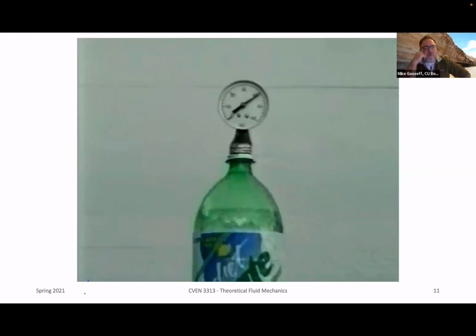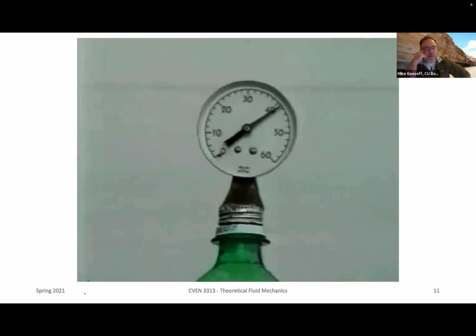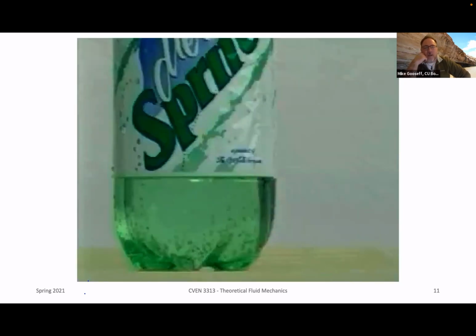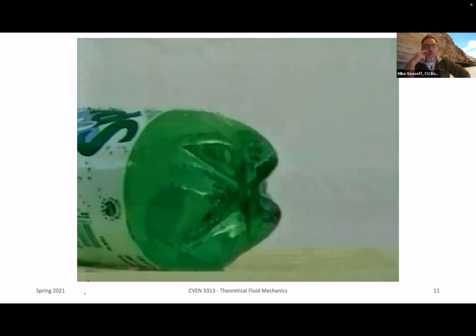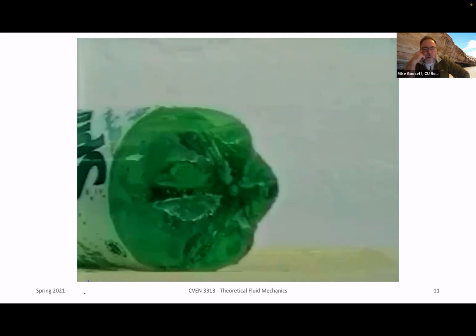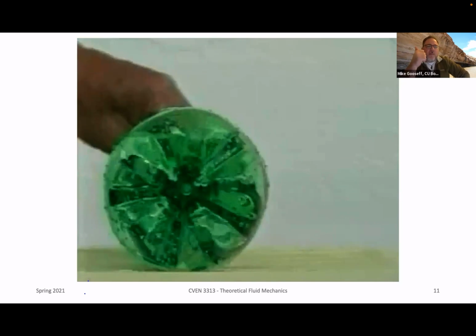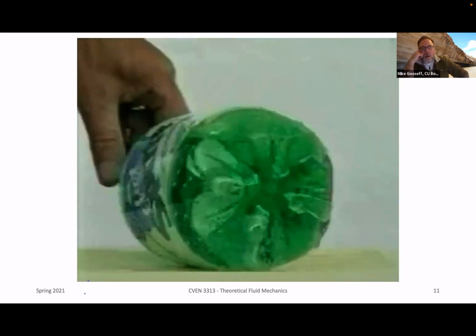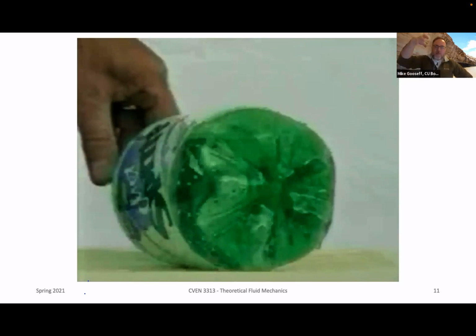Now, if we didn't do that and we just looked at the pressure that was built up, you can see that we would get to a little over 40 PSI. That's a lot of pressure. But the bottoms of these bottles somehow are able to hold not only that air pressure inside, but also hold on to whatever force the fluid is applying to the bottom as well, okay?